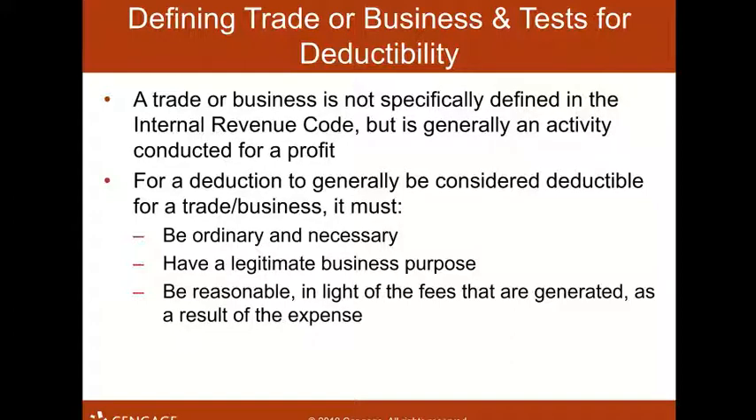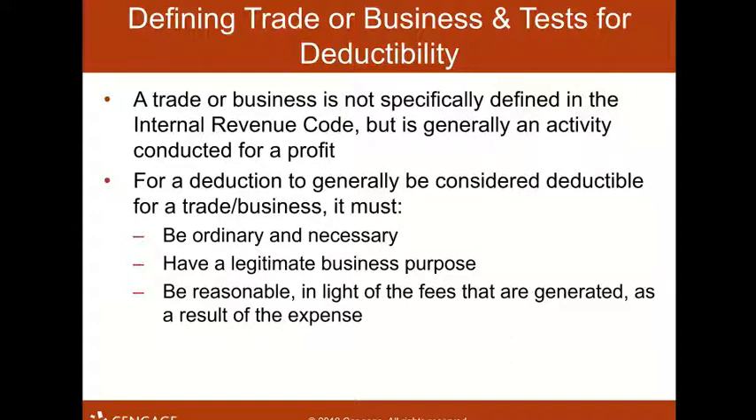A trade or business is not specifically defined in the Internal Revenue Code. The Internal Revenue Code is the tax law in the USA. But it's generally an activity conducted for profit. So any activity conducted to gain a profit may be considered a trade or business. Whether it is organized as a firm or not is mainly a different issue.